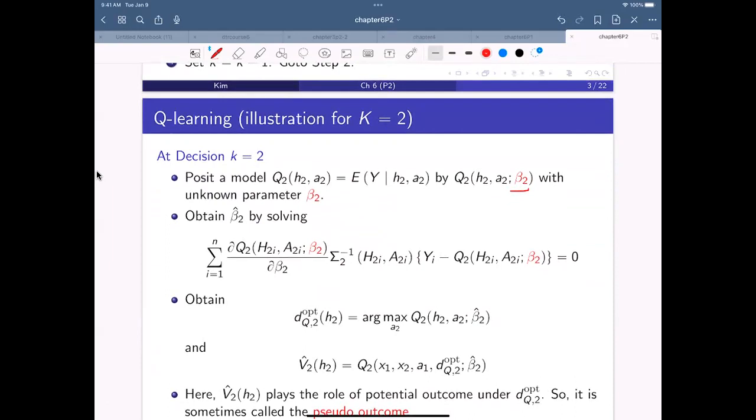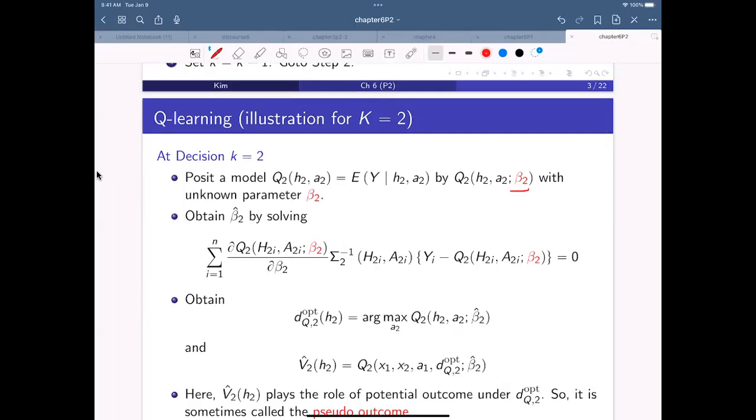Then this is the usual estimating equation. This could be a variance covariance matrix of the regression. Usually you have Y minus the mean function and variance, and then the partial derivative of the mean function, which is a usual GEE type estimating equation. Because you observe these random variables A, H and Y, you can estimate the parameter.